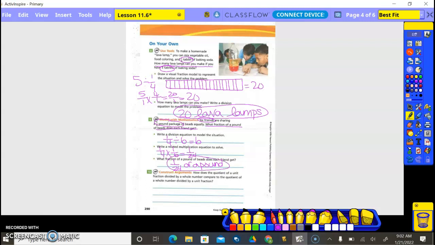Okay. Number 10, construct argument. How does the quotient of a unit fraction divided by a whole number compare to the quotient of a whole number divided by a unit fraction? So the first one, the unit fraction divided by a whole number, the answer gets smaller, right? And then if you have a whole number divided by a unit fraction, the number gets bigger, okay? I just talked about that yesterday or the day before.